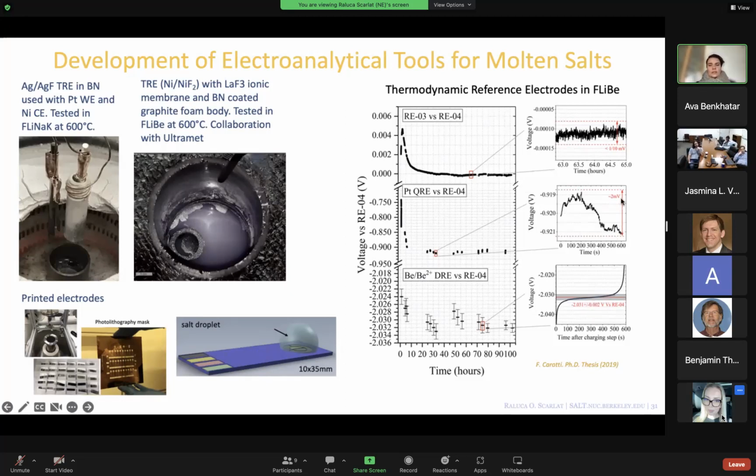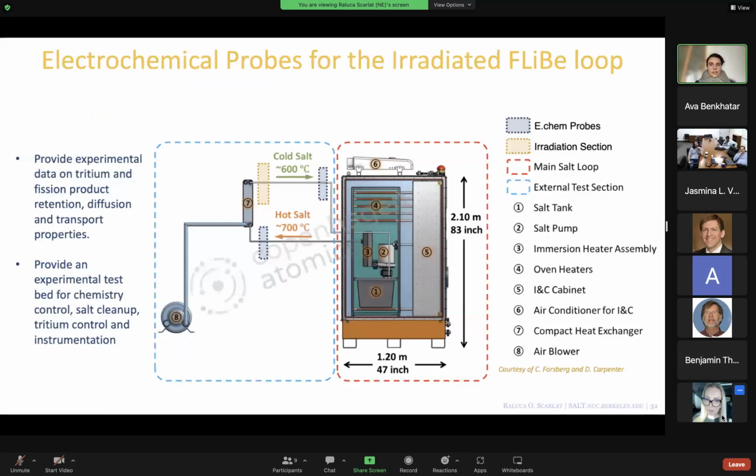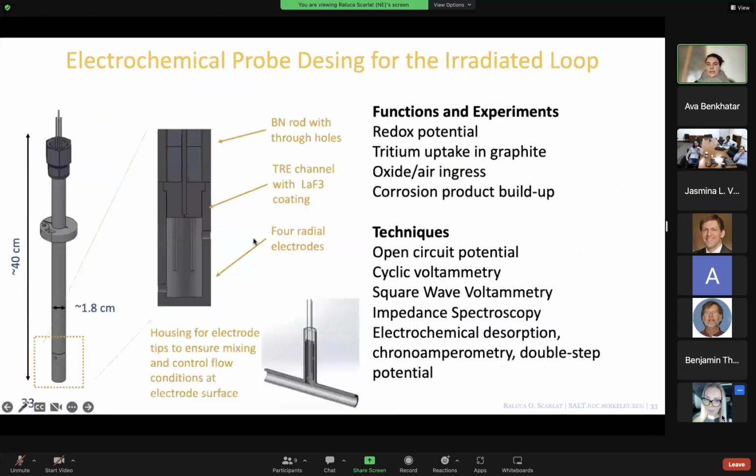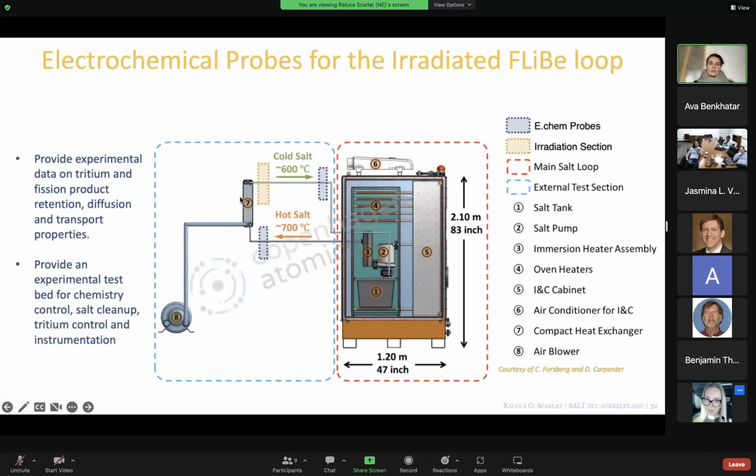Reference electrodes are pretty challenging in terms of material compatibility and stability, and so we do a lot of work on stable reference electrodes and understanding the stability of reference electrodes. The ones we're working with have pretty good stability, to sub-millivolt over 10 hours. So we're pretty happy with that. And then we have a project led by MIT to put our electrochemical probes on an irradiated salt loop at the MIT test reactor. And that's the design here that you see that will be going on a T upstream and downstream of the irradiated section on the salt loop at the MIT test reactor.